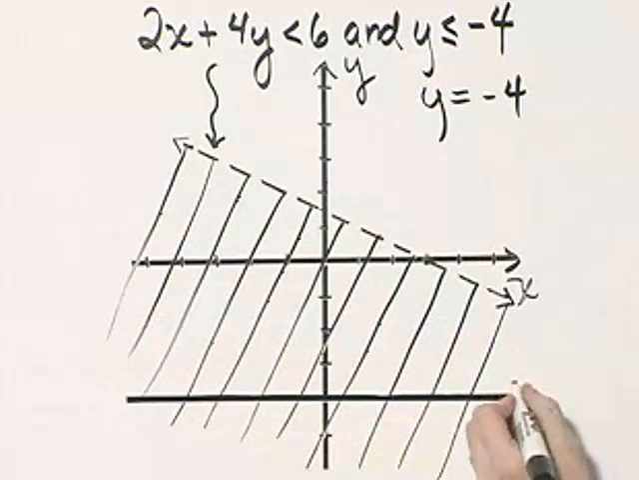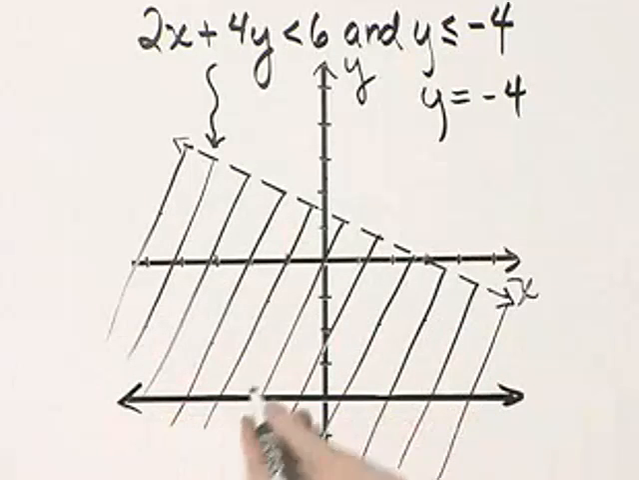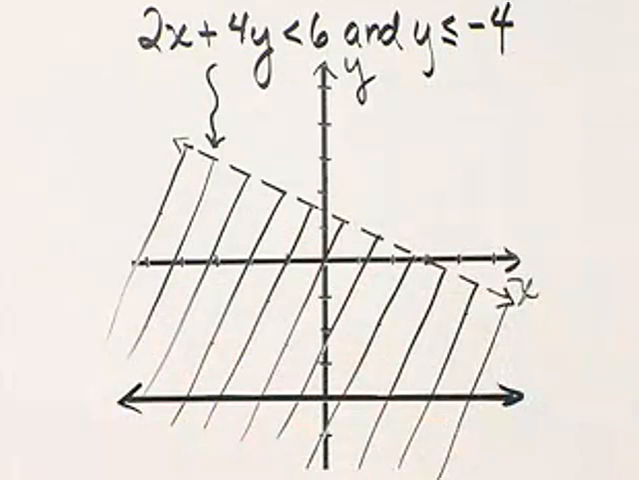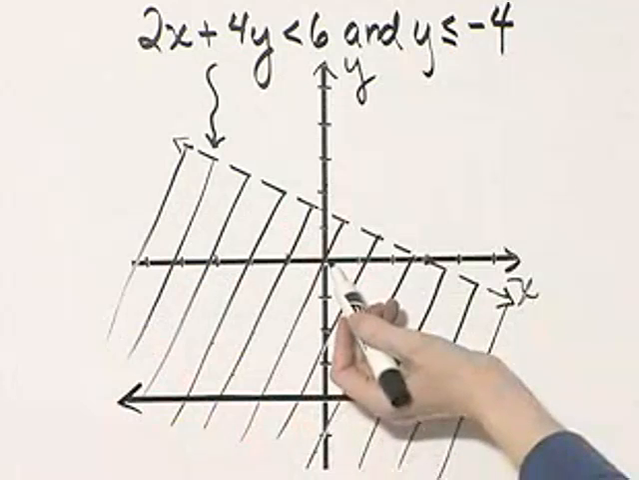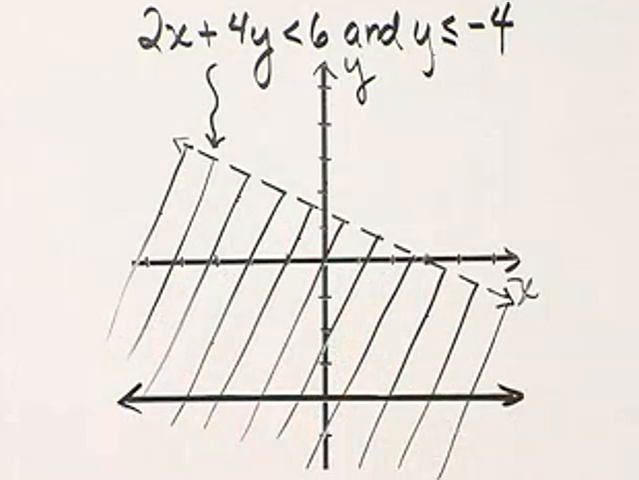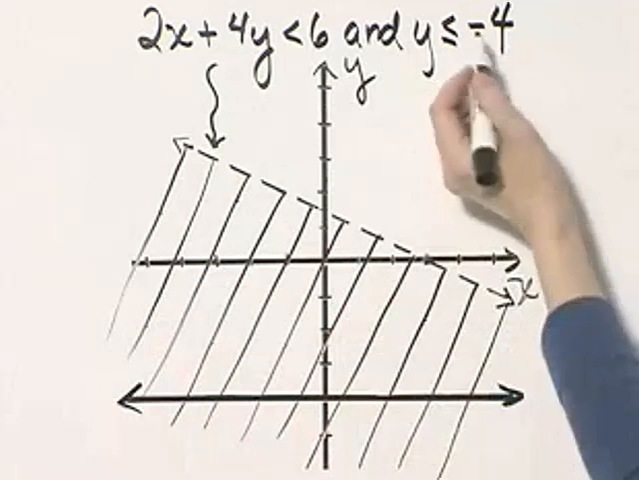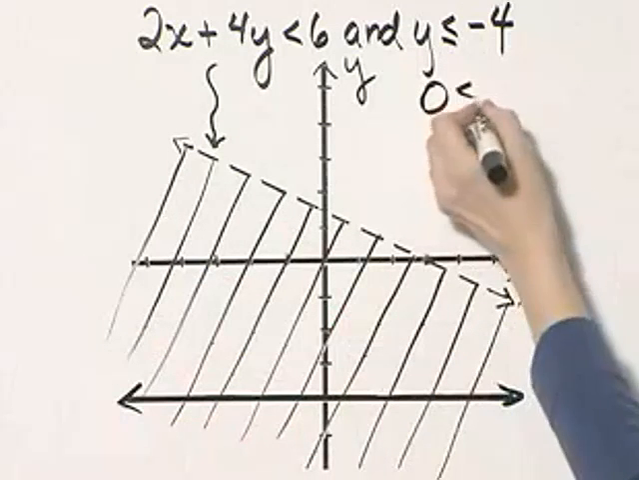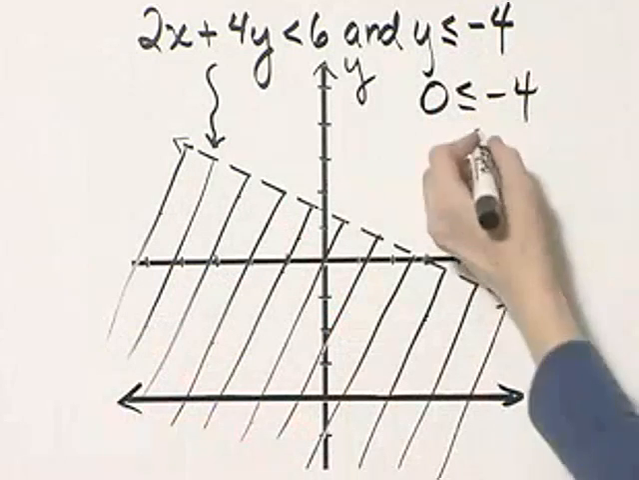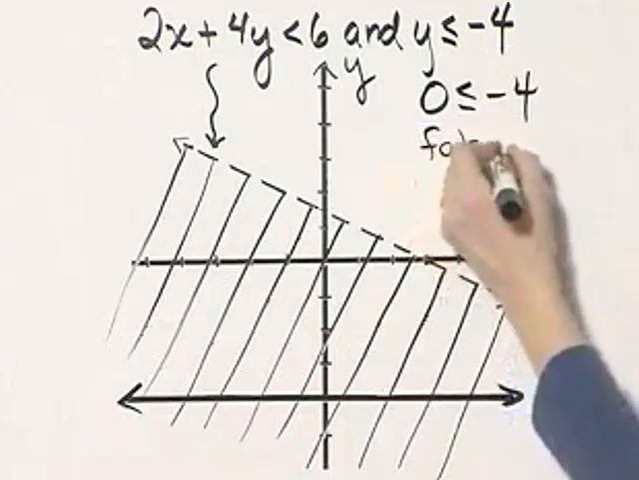Now concentrate on just this horizontal boundary line. I need to shade above or below it, and we find out how to shade by looking back at the original inequality. Choose a test point. I'll choose 0, 0 again. I like that point as a test point as long as it's not on the boundary line. If y is 0, is this a true or false statement? Is 0 less than or equal to -4? Well, in fact, that's a false statement.